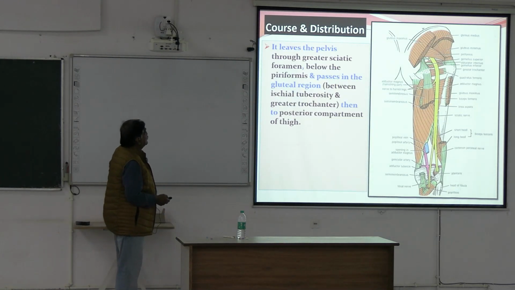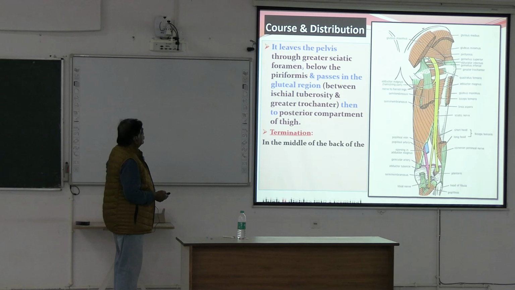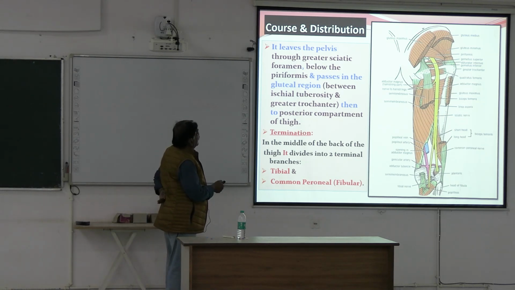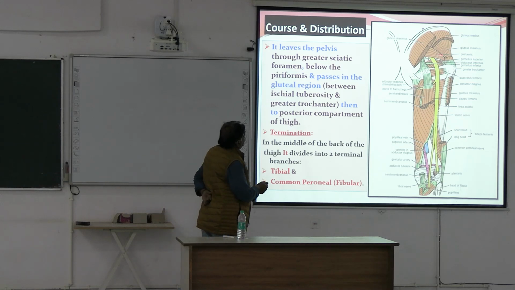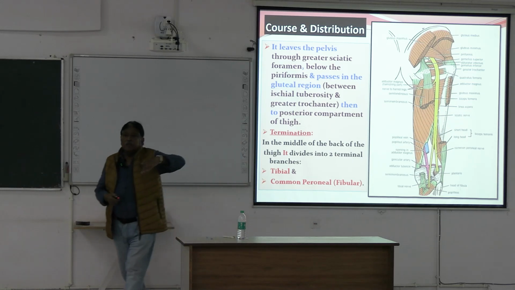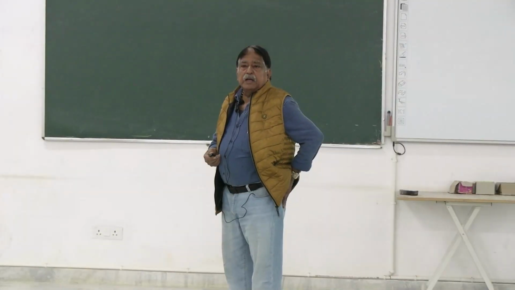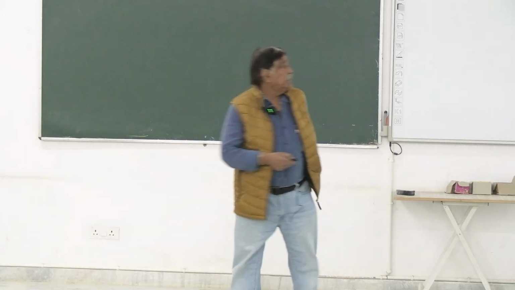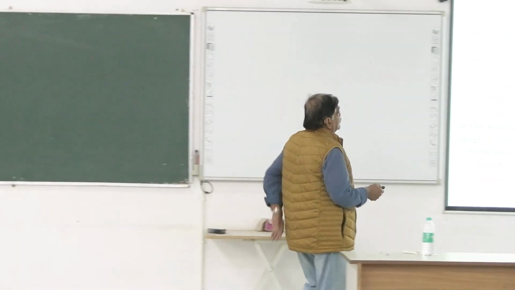Now course and distribution. You see, it leaves the pelvis through the greater sciatic notch. This is the greater sciatic notch, this is the piriformis muscle, and it passes just below the piriformis muscle. When the gluteal part is dissected out, you will see the piriformis muscle. The gluteal muscles are cut off and the nerve is coming from the sciatic notch.